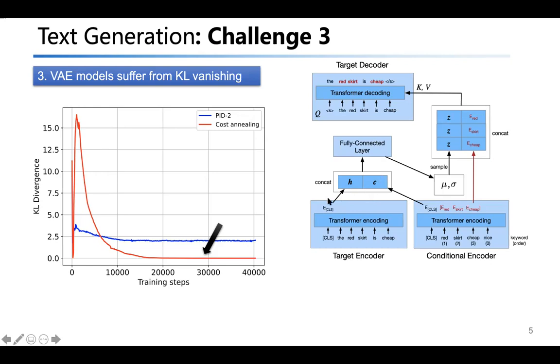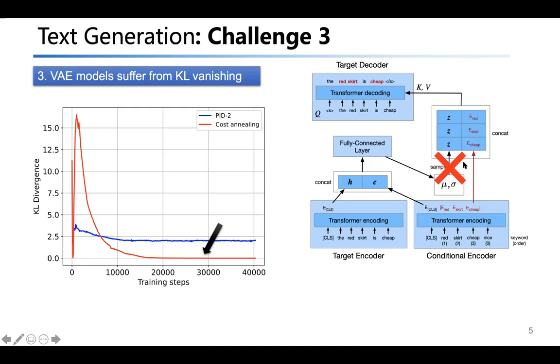Now let me use a simple example to illustrate it. If we use a transformer as a decoder, the transformer model can learn the information from the previous time steps. And also it can learn the information from the conditional encoder. So it doesn't sample the data from the distribution of the latent space. As a result, the variational autoencoder becomes an autoencoder without any generative ability.